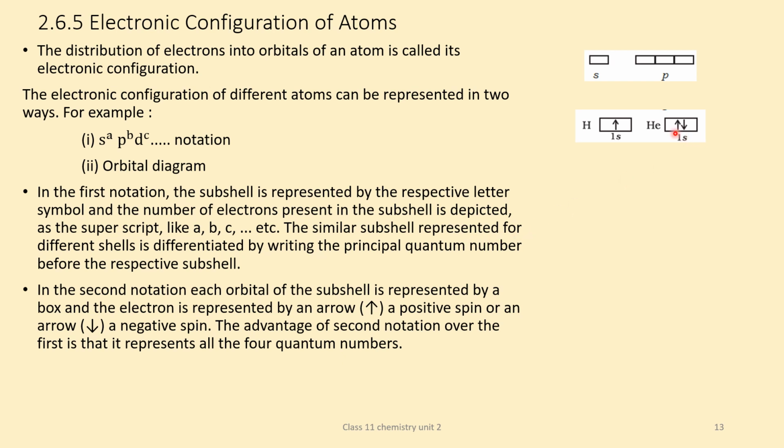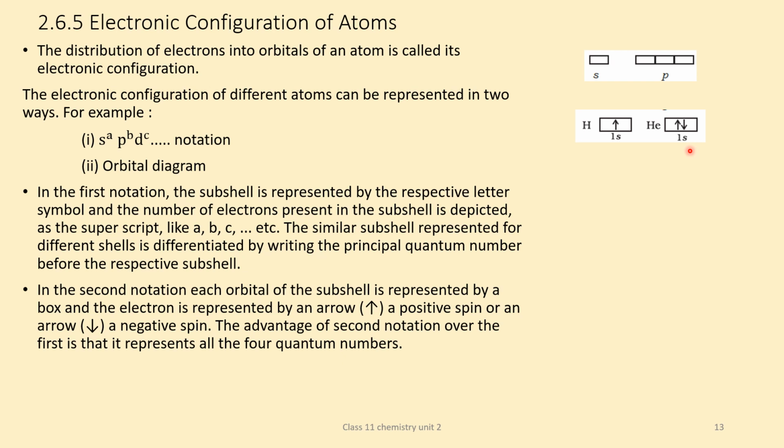Helium has two electrons. The second electron in the helium atom is represented by a downward arrow. Therefore, for helium, 1s² is represented as shown. As said earlier, the two electrons differ from each other with opposite spin, one pointing upward and the other pointing downward, as can be seen from the orbital diagram.